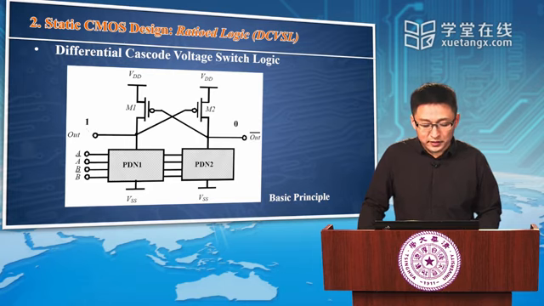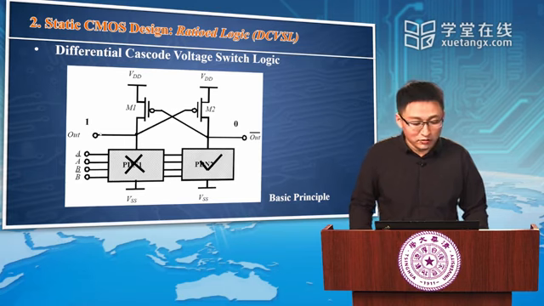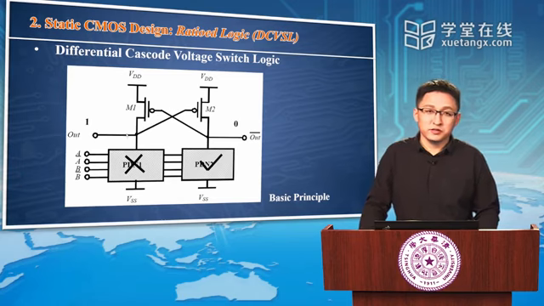Okay? And therefore, this pull-down network is not conducting. This is on. This is conducting. Because this is conducting, then out bar is connected to ground. Therefore, out bar equals 0. If out bar equals 0, then this transistor, M1, is turned on. Then out equals 1, because this is off, right? So out equals 1. Okay, this is the initial state.